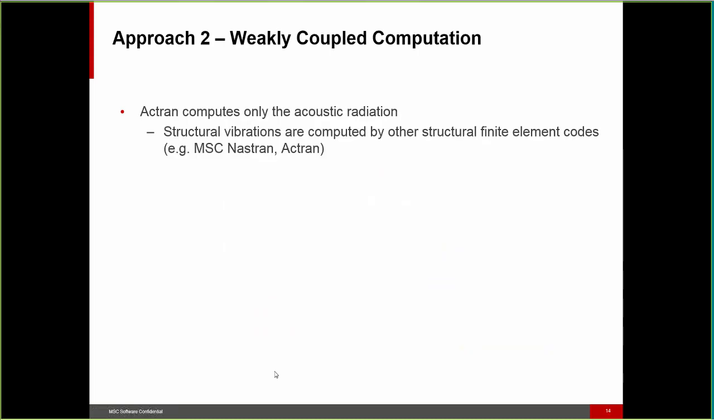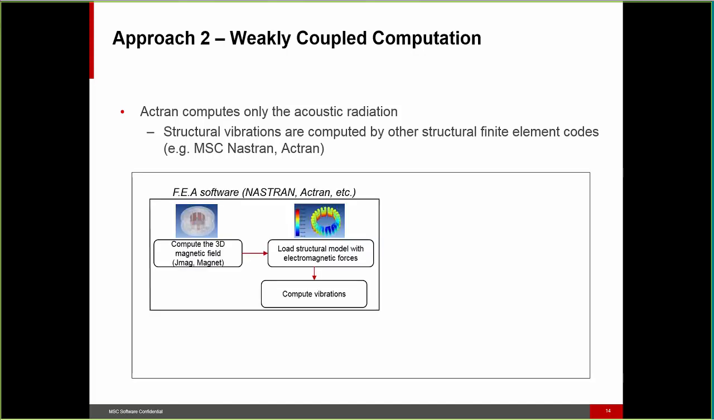In a weakly coupled computation, Actran computes only the acoustic radiation. The structural vibrations are computed by other finite element codes, such as MSC Nastran or Actran itself. The process is similar to the fully coupled computation, but here the structural simulation is done separately from the acoustic simulation. So in this example, the electromagnetic simulation could be performed in JMag or Magnet, and the structural simulation right here could be performed either in Nastran or Actran.